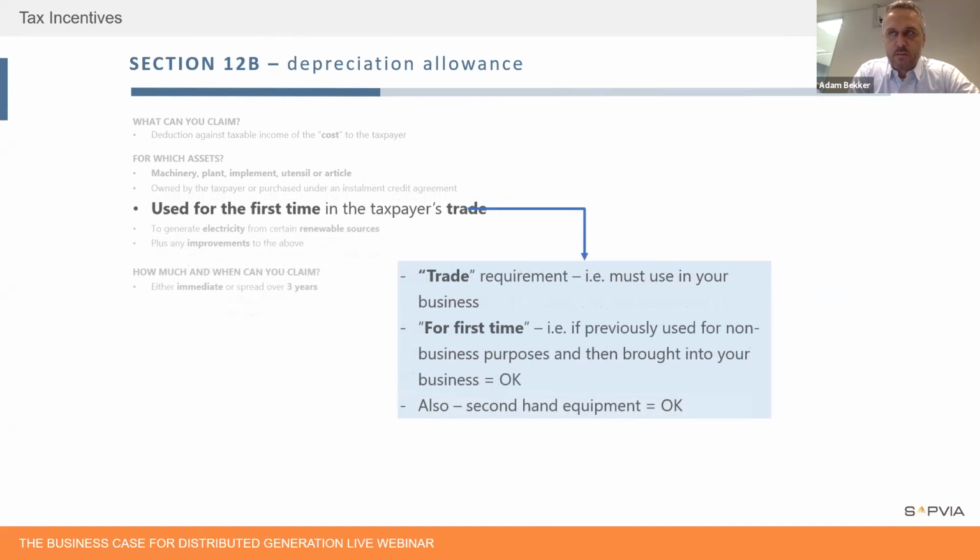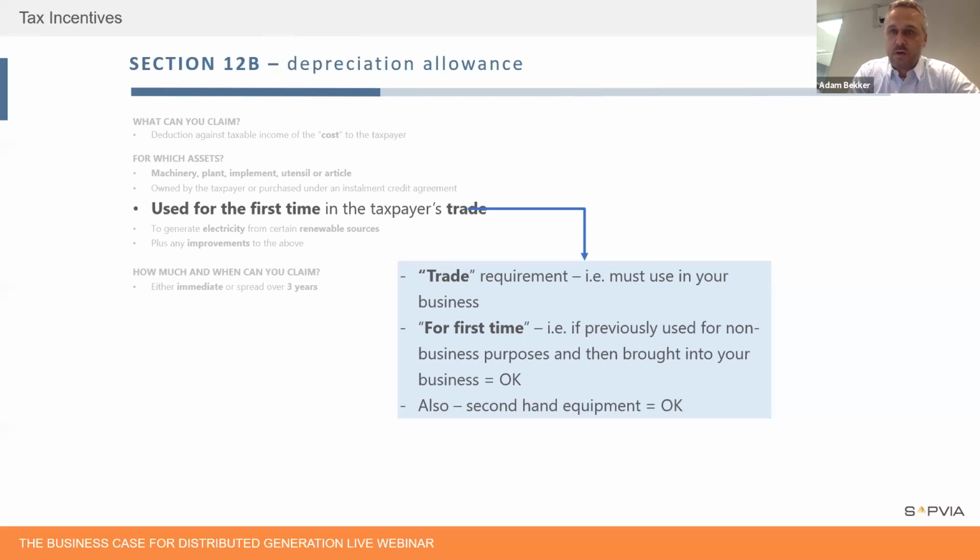The other point about 12B is that it allows you to claim the deduction not just for new equipment, but also for second-hand equipment, and you can claim the deduction for the first time that you start using that equipment in your business. So if you have a PV system that is installed on premises and you start conducting a business from those premises, then you can claim the 12B deduction for the cost of the PV system at that point.